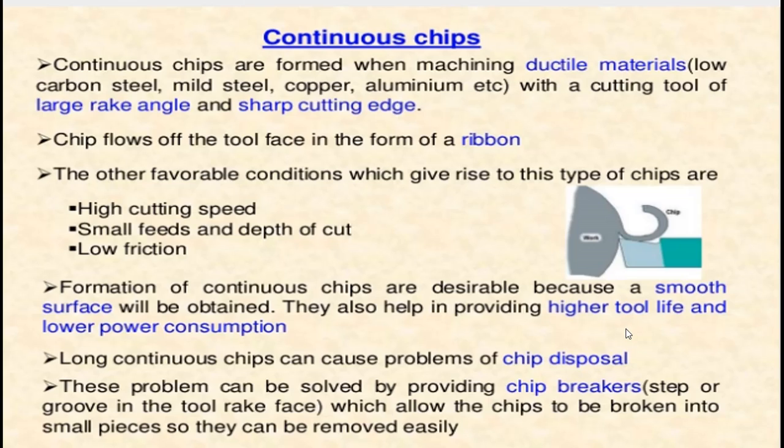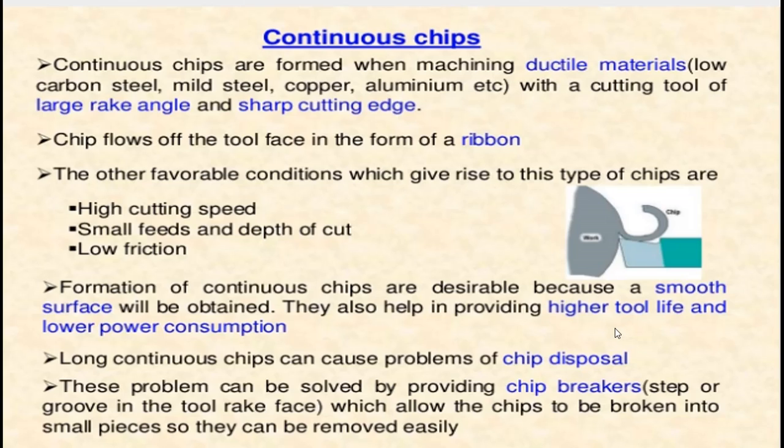The formation of continuous chips is desirable because a smooth surface will be obtained. That is, if continuous chips are flowing while carrying out the operation, then the quality of the surface produced after machining will be smooth.